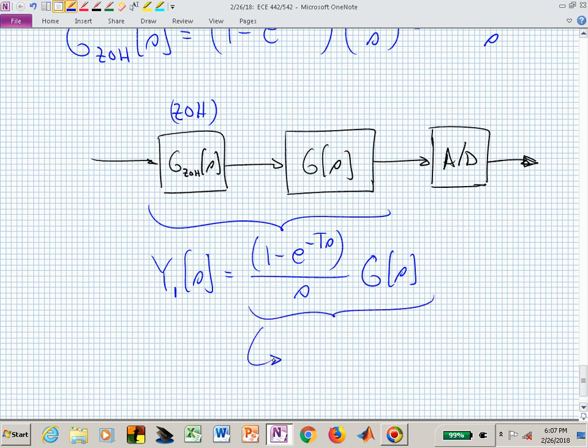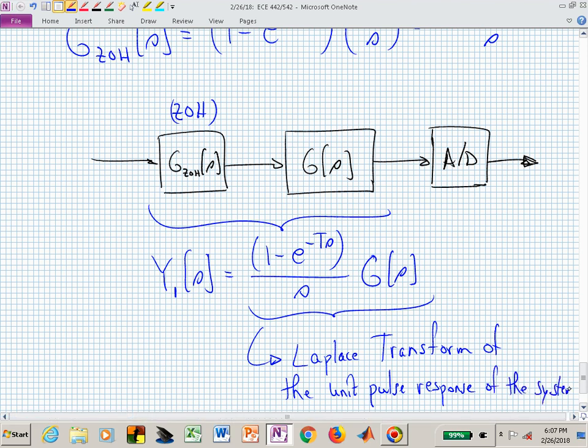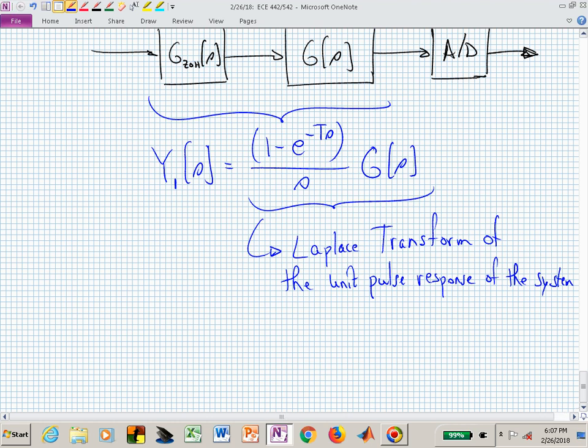And what does that represent? Well, that represents the Laplace transform of the unit pulse response of the system. So if you put in a unit pulse, and you can sort of envision what that is, that's now just a pulse, and you apply that to your system, in the frequency domain it would look like capital Y sub 1 of s. What we want to do now is use that to find a discrete time representation of what that means.